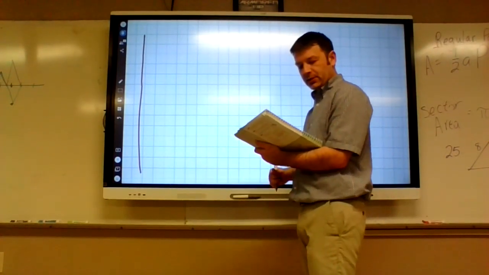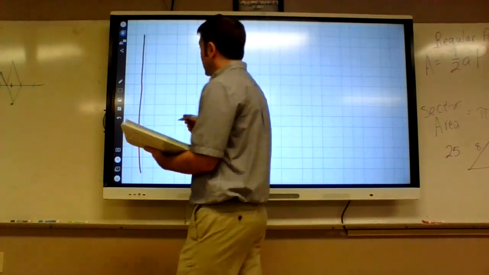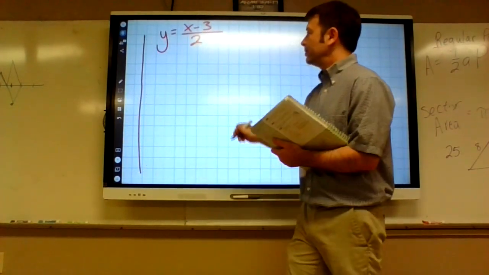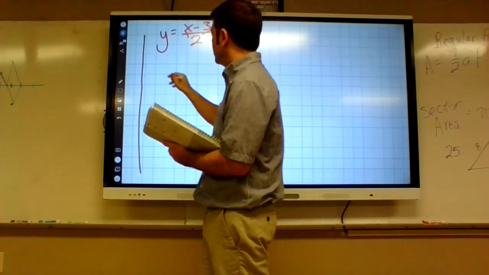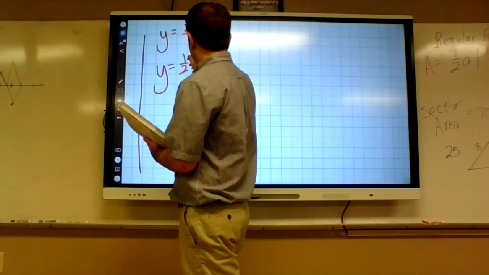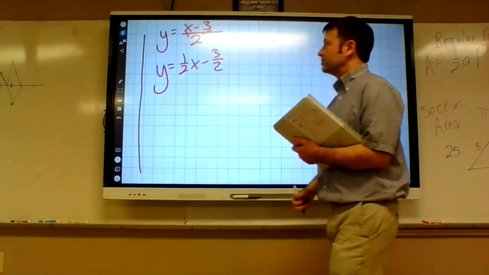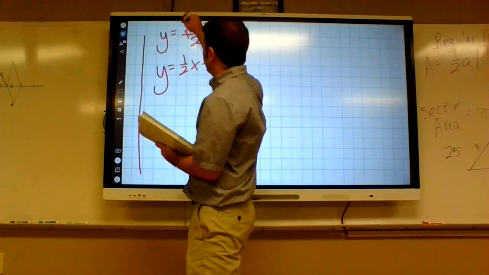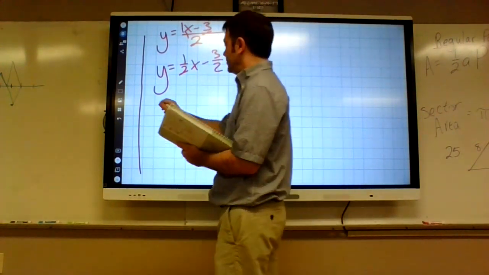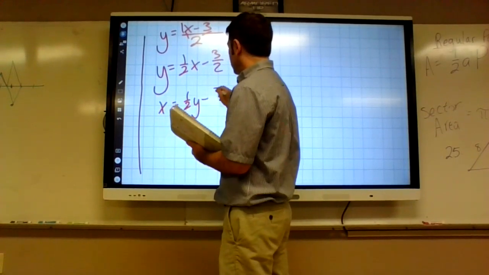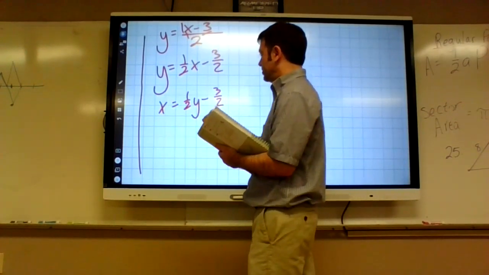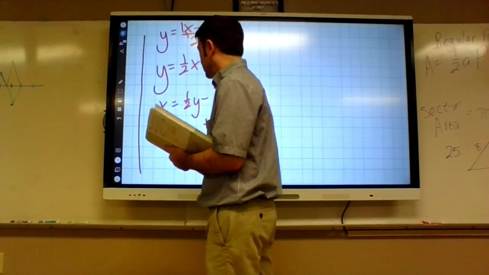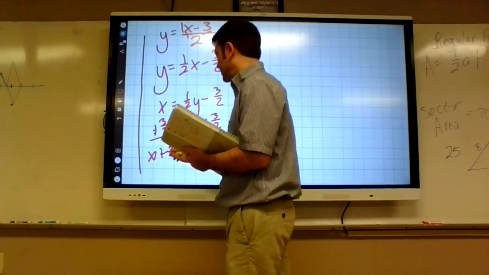It says x minus 3 over 2. I'm going to change that to slope-intercept form. In other words, I'm going to divide both of those by 2. So y equals 1/2 x minus 3/2. That'll help me graph it. And then the inverse function, solve for y. Actually, maybe I should use the original on that. It's okay. x plus 3/2.